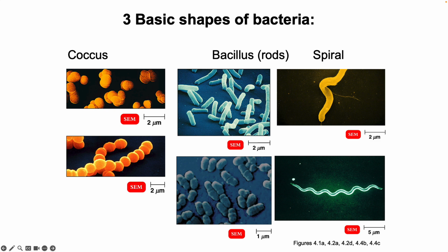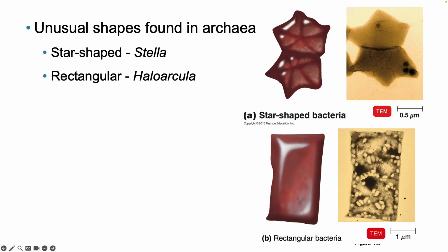When we get into the archaea and talk a little bit more about them, some of them can have much more unusual shapes. I think this is probably my favorite. The genus Stella has this star shape, and then there's even this rectangular one in another genus. So again, morphology can be helpful in narrowing down what species you might be looking at, but you can't always use it as a definitive identification because there can be multiple species that have the same morphology.